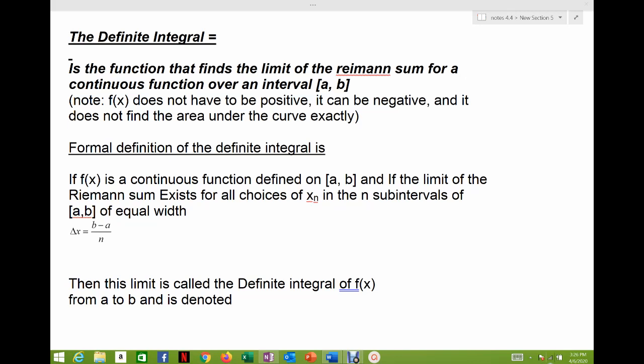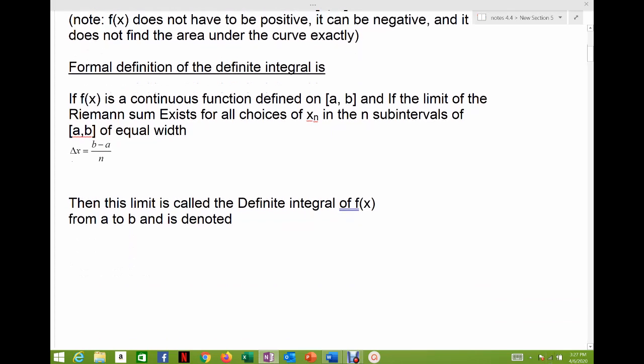Alright, so the definite integral is the process. It's a special limit. It's a limit of the Riemann sum for a continuous function over an interval a to b, what we talked about in the last section. Alright, note, f of x doesn't have to be positive, just continuous. No holes, gaps, or asymptotes. So it can be positive or negative, meaning it can be above the x-axis or below the x-axis, or both above and below. And we'll talk about that in more detail in a little bit.